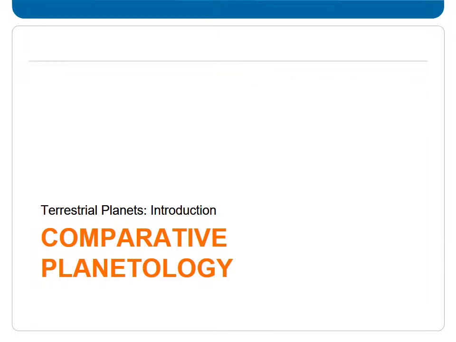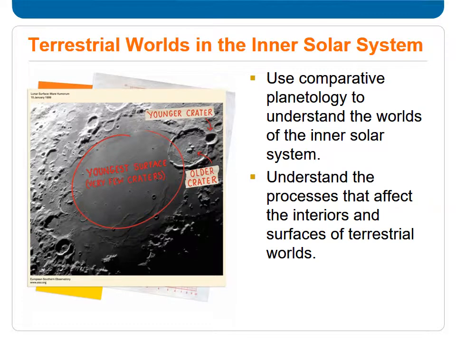This lecture introduces Chapter 6, Terrestrial Worlds in the Inner Solar System. In this chapter, we will look at terrestrial planets Mercury, Venus, Earth, Mars, and the Moon, and we will use comparative planetology to understand the worlds of the inner solar system. We will also look at the processes that affect the interiors and surfaces of terrestrial worlds.